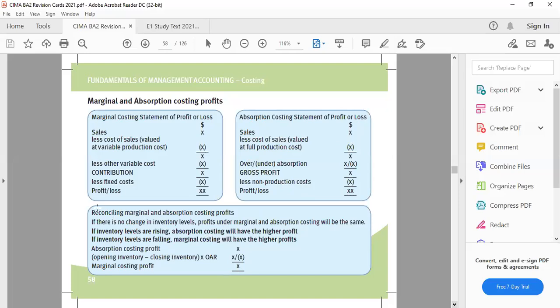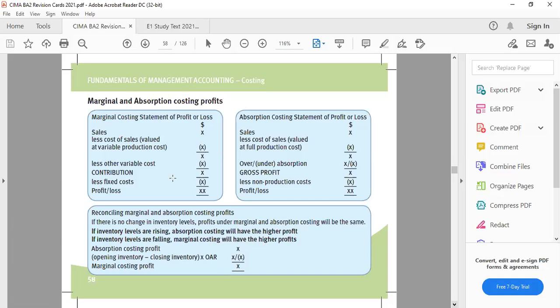Now, a reconciliation between marginal costing and absorption costing. Whatever is the point of difference is adjusted, and one method's profit is reconciled with the other method's profit to identify that everything was done appropriately according to the methods. So we have the absorption costing profit here.